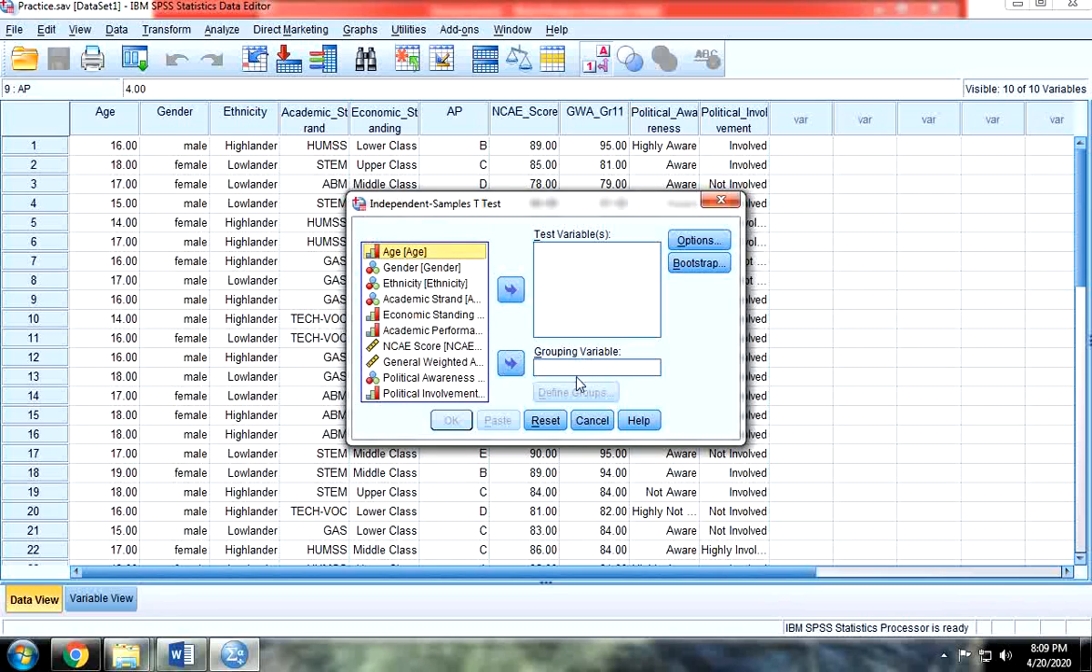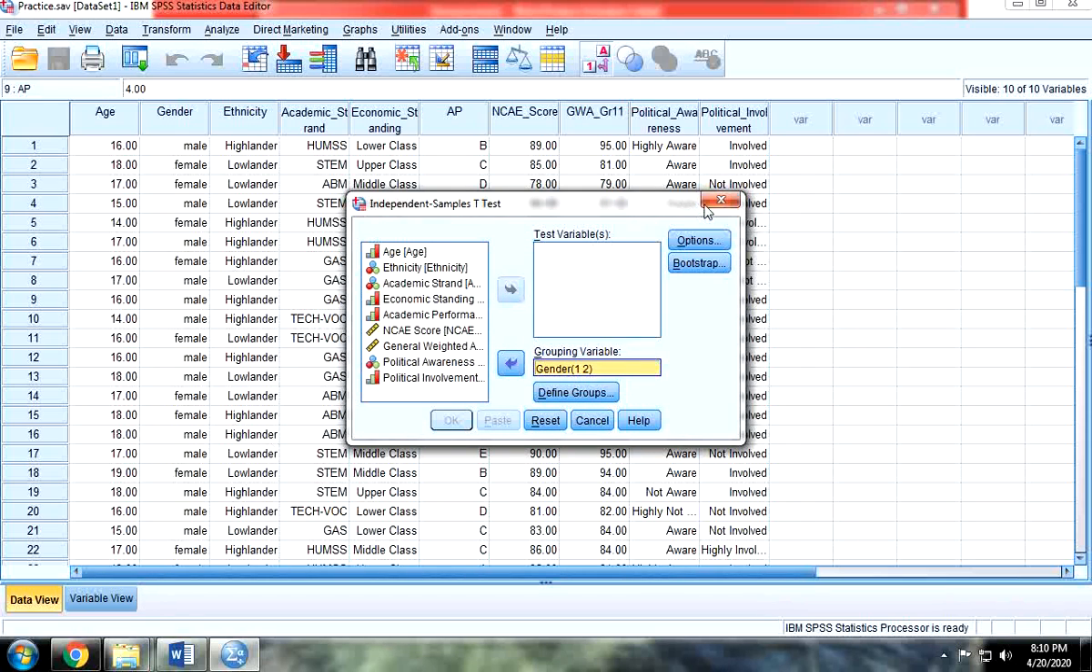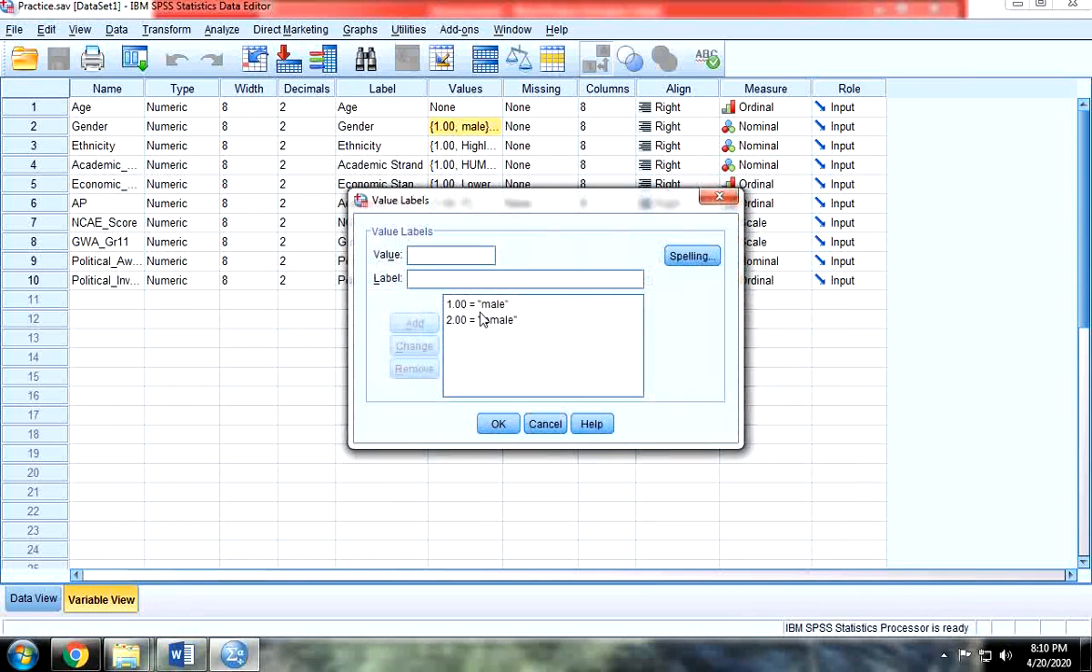So our independent variable would now be gender. Click on gender, then Define Groups, 1 and 2. What do 1 and 2 mean? Let's close this first. Okay. Go back to your variable view. Let's check the values here. So 1 would be male, 2 would be female.